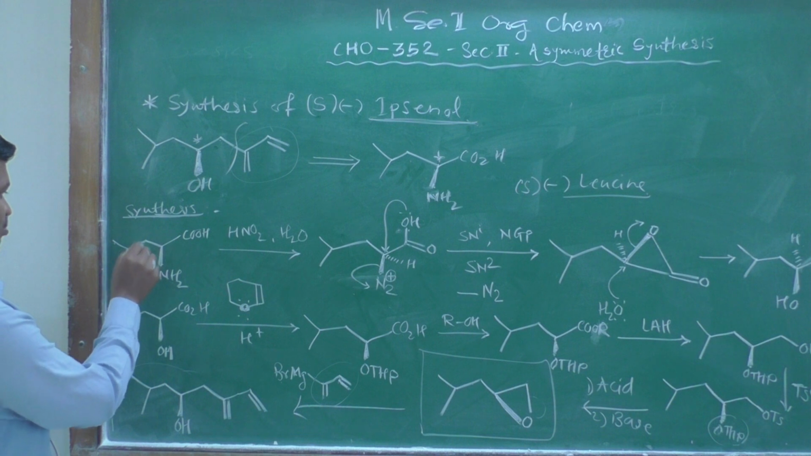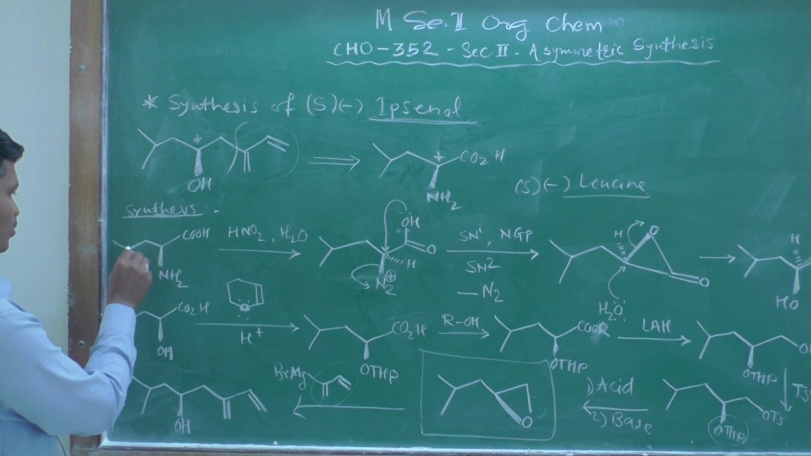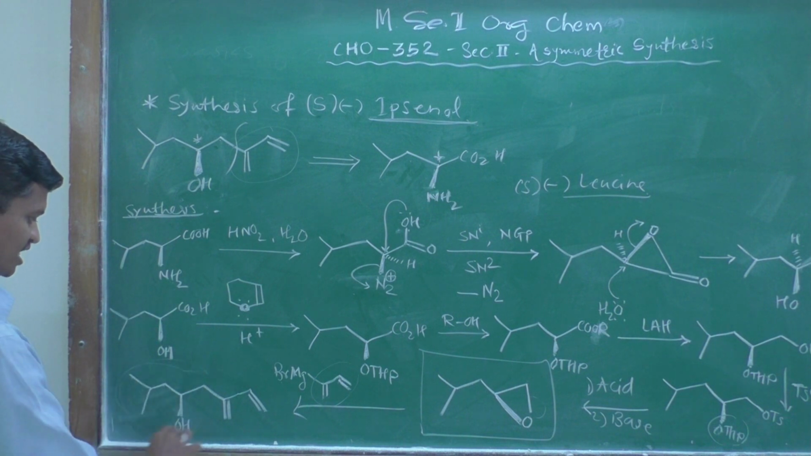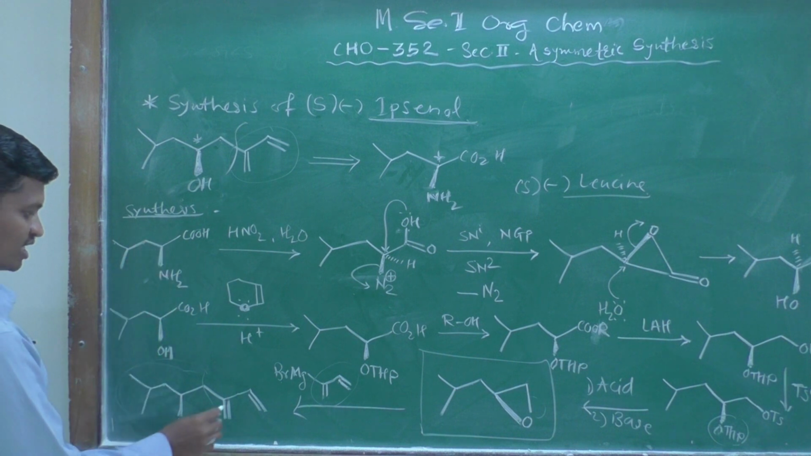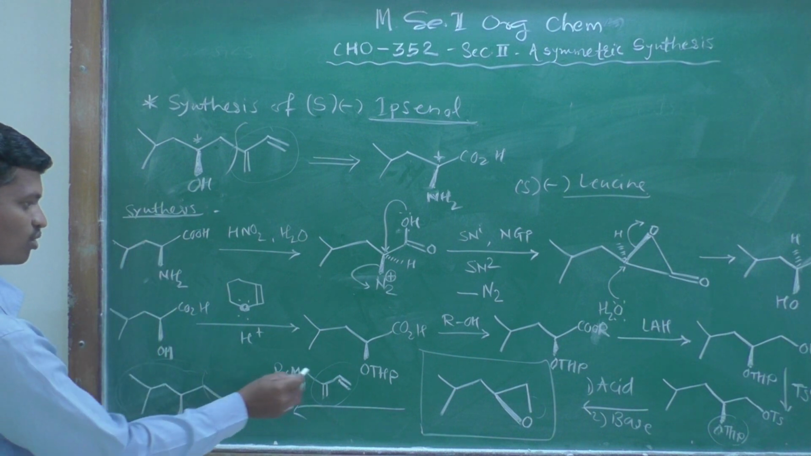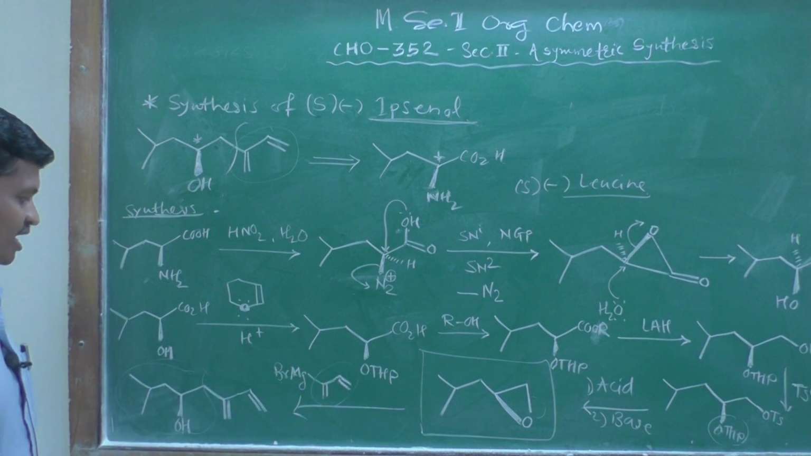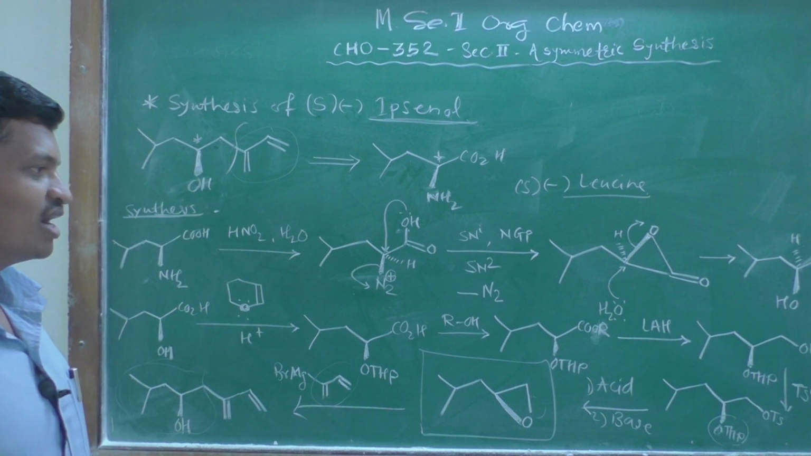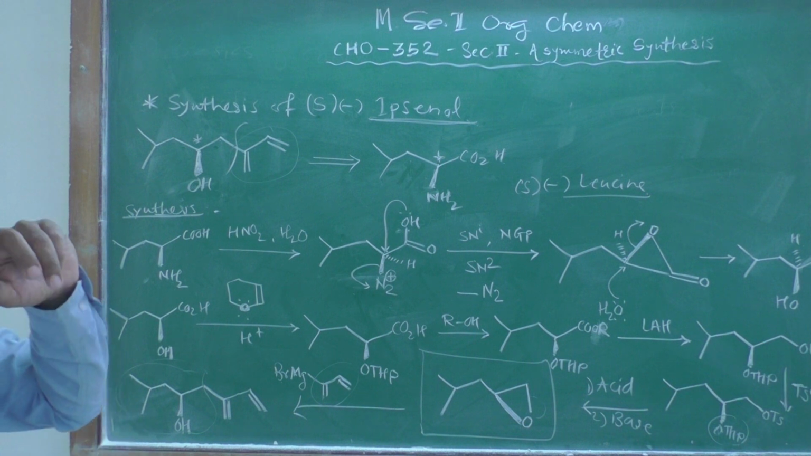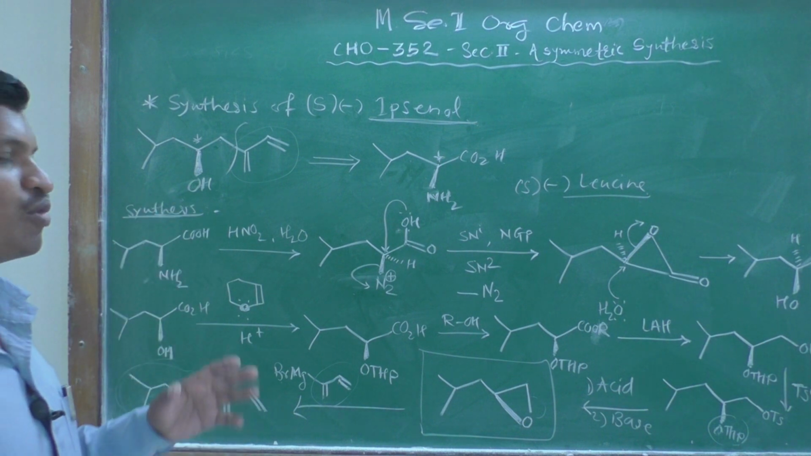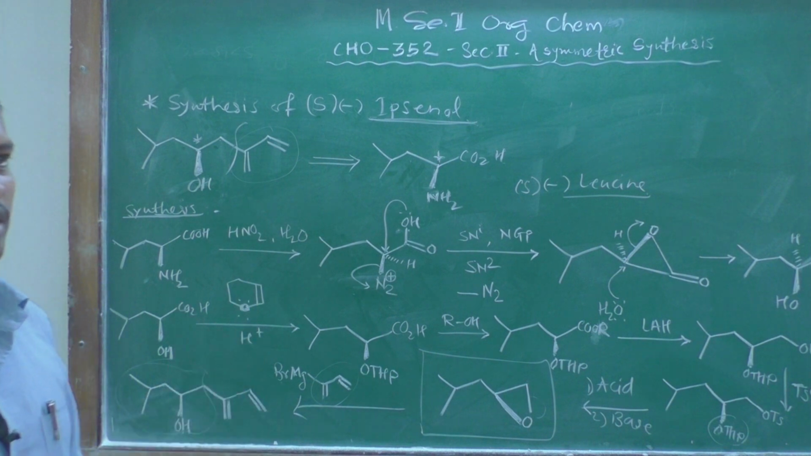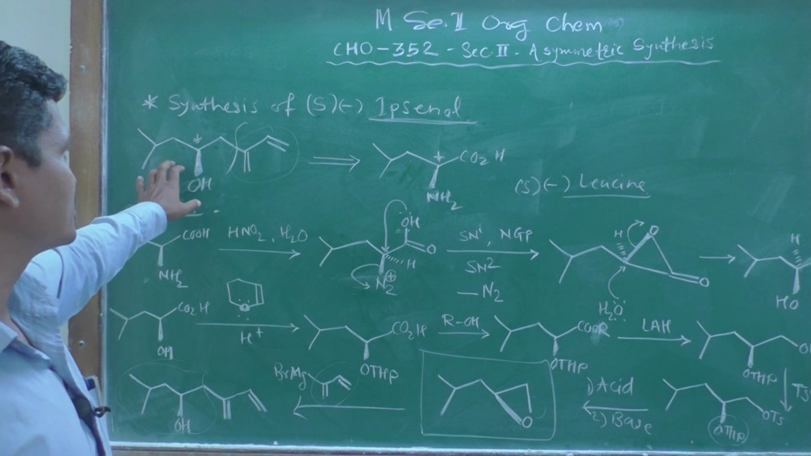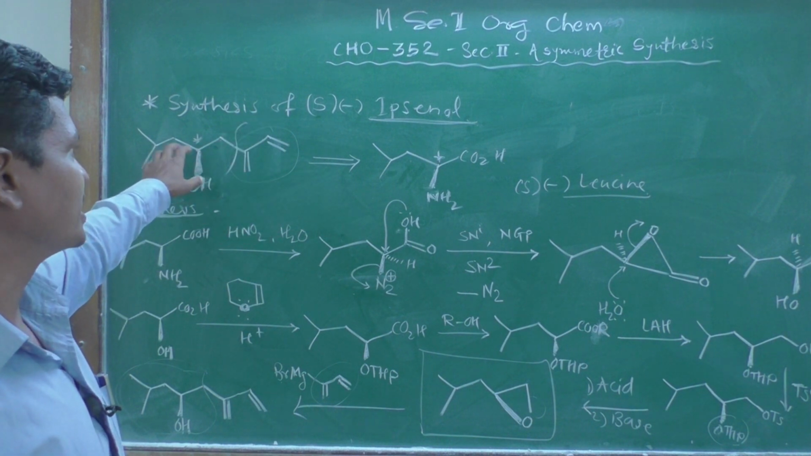1 2 3 4 5 6 carbon. These 6 carbons are from the S-leucine molecule, and these 4 are from the Grignard reagent. Okay, so this is the synthesis of the S-ipsinol molecule. Now when you study this molecule properly, you can easily understand what is meant by chiral pool or asymmetric synthesis. In this example you will be able to find that the stereochemistry of the final product, S-ipsinol, is fixed and it is S configuration.